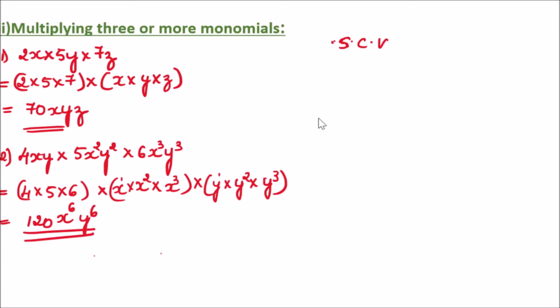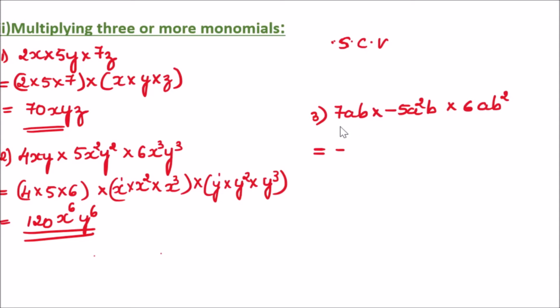Take one more example. 7ab into minus 5a square b into 6ab square. First we have to see the sign. Sign is what? Plus, here minus it is. Here plus. Plus into minus is minus. Minus into plus is minus. So it will be minus.